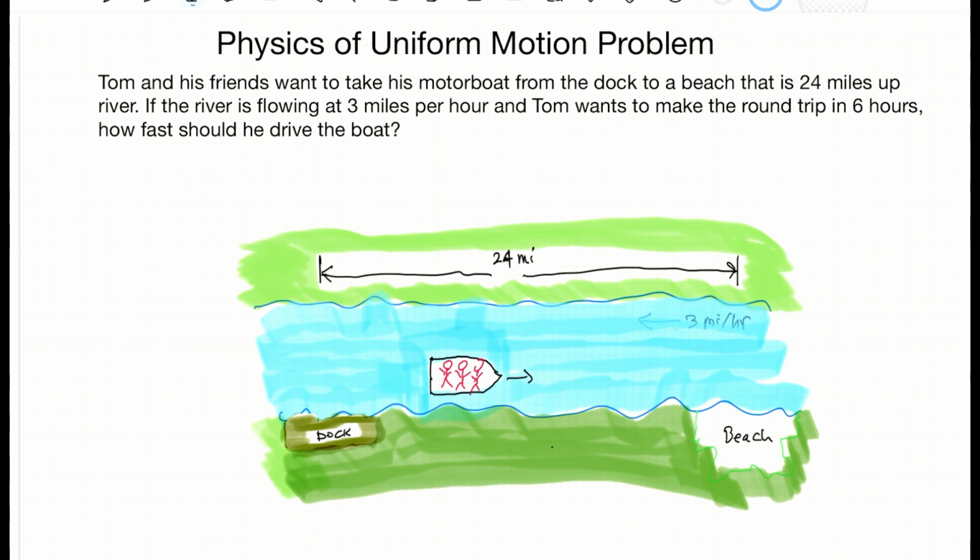So let's take a look at our diagram here. We see what we do know. We do know it's going to be 24 miles from the dock to the beach, and the river is flowing 3 miles per hour. And here's Tom and his friends in their boat. So that's the information we do know, and it's going to take 6 hours.